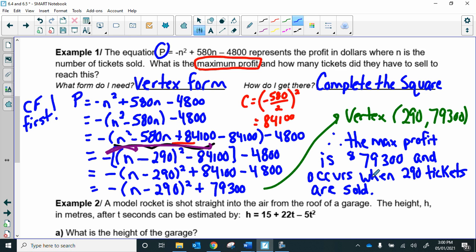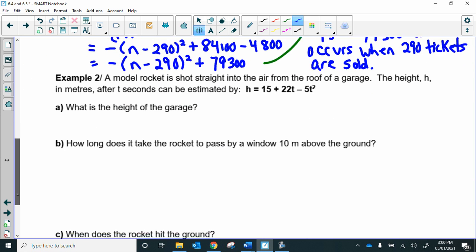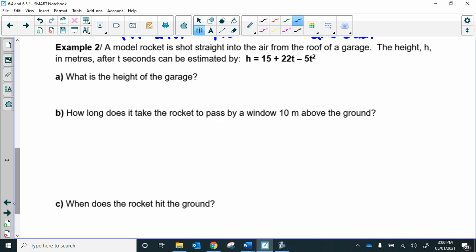Okay, so I changed it to the form that I wanted to get the information that I needed, and I included a therefore statement answering the question. Example number 2. A model rocket is shot straight into the air from the roof of a garage. So it's not being shot from the ground, it's being shot from the roof of a garage. The height in meters after t seconds can be estimated by the following equation.